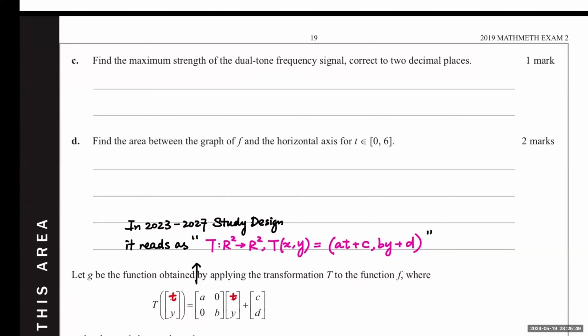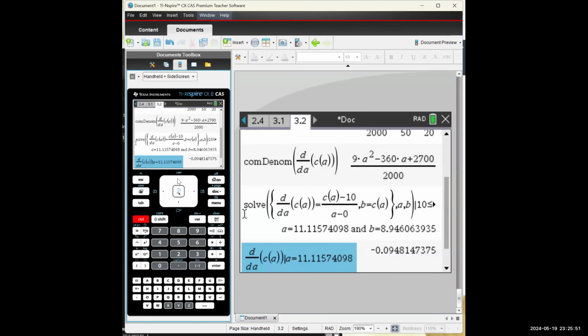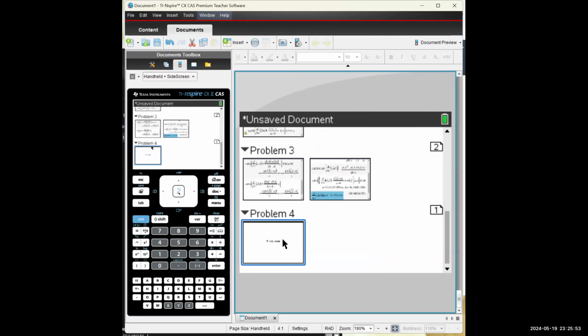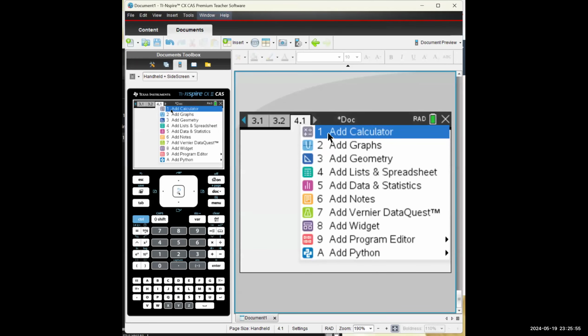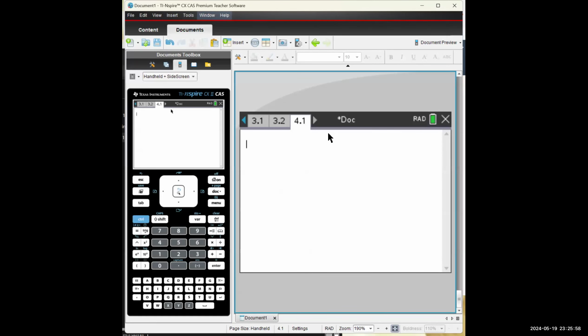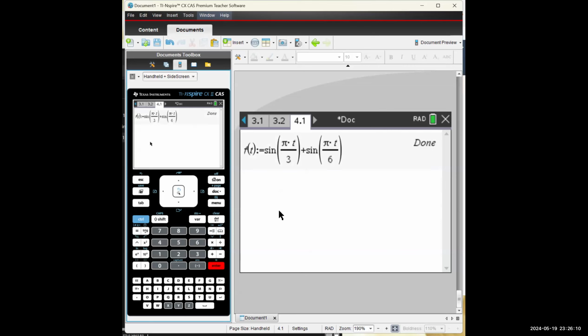Now, because this is question 3, I'm going to use Control Up, press menu, insert a problem. What I'm going to do is define f of t. F of t, control template button, sine of pi times t divided by 3 plus sine of pi times t divided by 6. And you probably could verify your period.